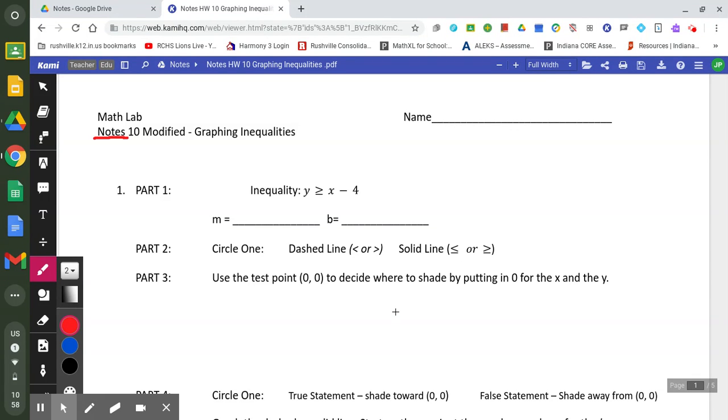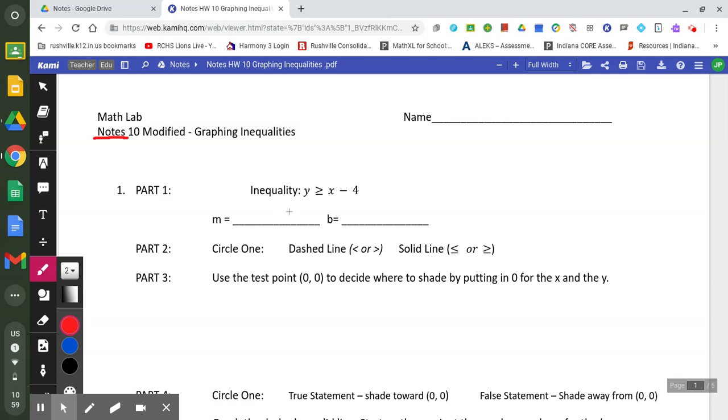Homework 10 is graphing, and we're going to be graphing some inequalities. That means that our sign right here is not going to be an equal sign. It's either going to be less than or greater than, or less than or equal to, or greater than or equal to. So we're going to start with, here's my inequality.